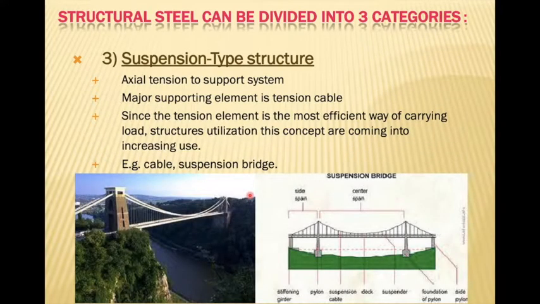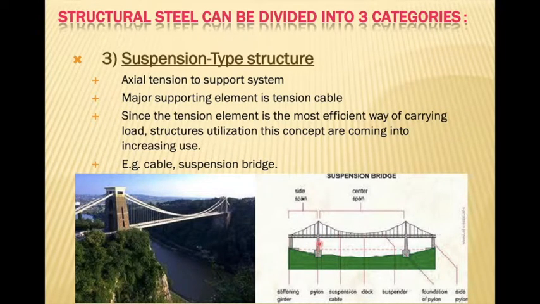Right, the next one is the suspension type structure, where we have an axial tension support system. The major supporting element is the tension cable. For example, when we have a suspension bridge, even the Penang Bridge is considered a suspension bridge. In the middle of the bridge, you can see that we have the suspension cable, and also we have the pylon. Usually if we have the suspension cable, the pylons will be quite far apart.